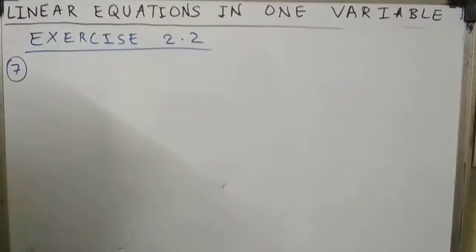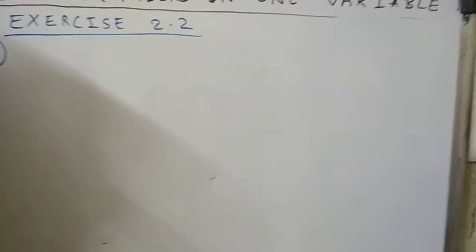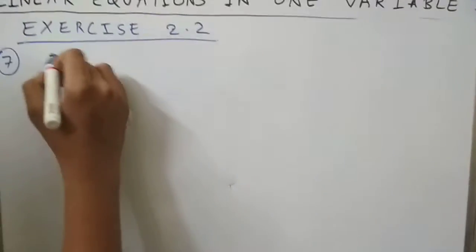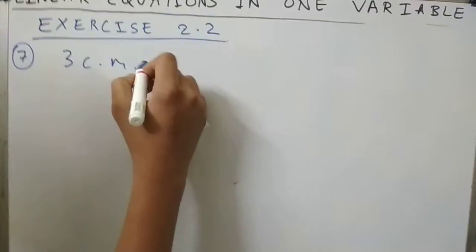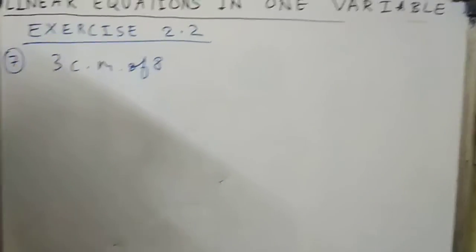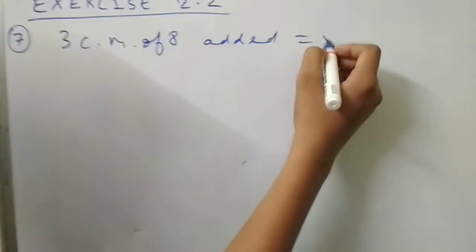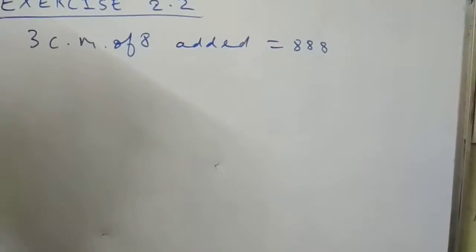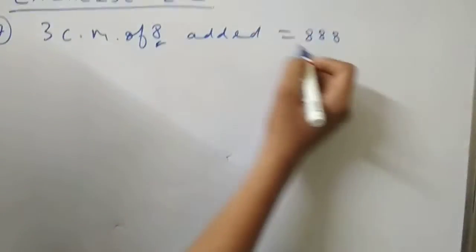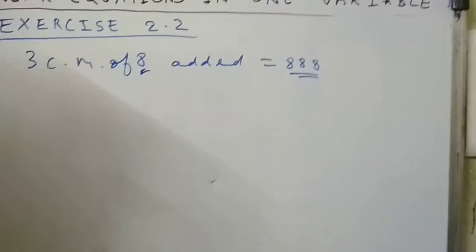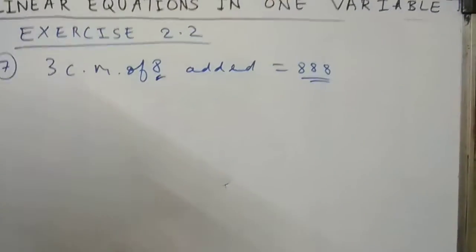So now let's proceed to question number 7, which says that there are 3 consecutive multiples of 8. When they are added, their sum is equal to 888. Very pretty number, because the multiple is also 8 and the sum is also 888. Though it seems to be hard, it is not hard.